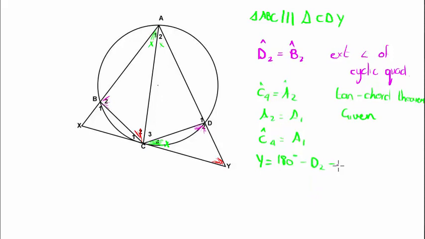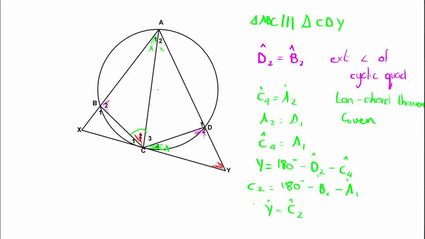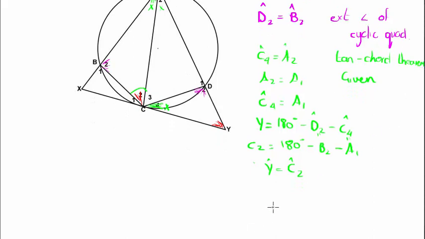180 degrees minus D2 minus C4, and angle C2 is equal to 180 degrees minus B2 minus A1, but B2 is equal to D2, A1 is equal to C4, therefore Y is equal to C2. 7 marks. 7 marks, that's not bad, huh?